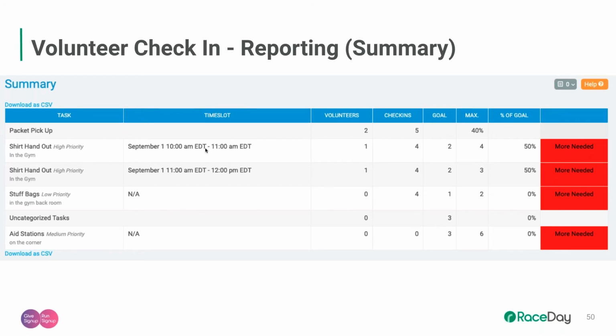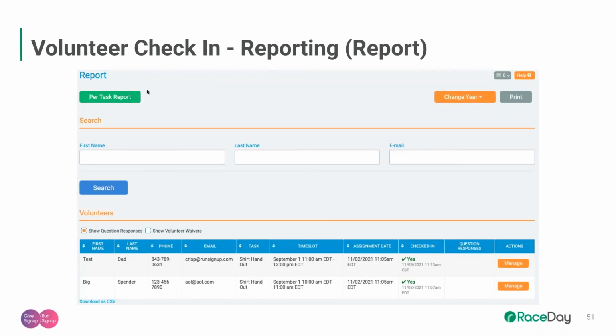But if you're wanting more information on how to get to here and set all this up, again, that's under your dashboard and then volunteers, then reporting, then report. You can also show question responses and volunteer waivers. You can search for people here, and you see both of these people, what their task is, the time slot, assignment date, and whether or not they were checked in.